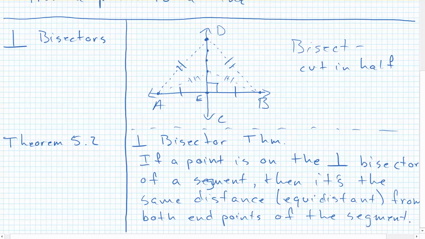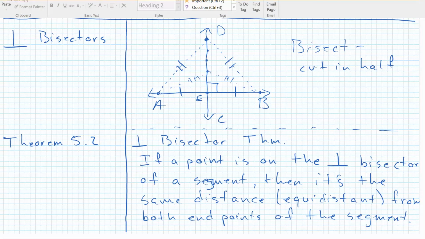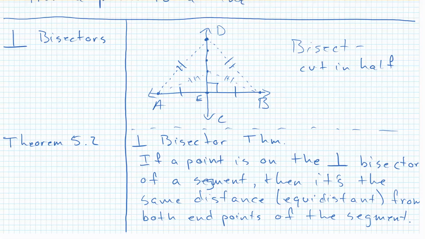And basically what this is doing is just reiterating what's going on up here in the diagram. So if we're looking at, again, AB, all it's saying is that if DC is the perpendicular bisector of AB, any point, whether it's point D, whether it's one of these lower points, they're all going to be the same distance from A and B. That's all it means.